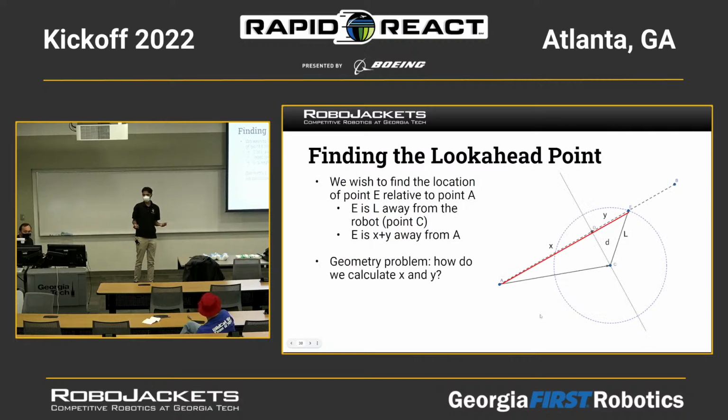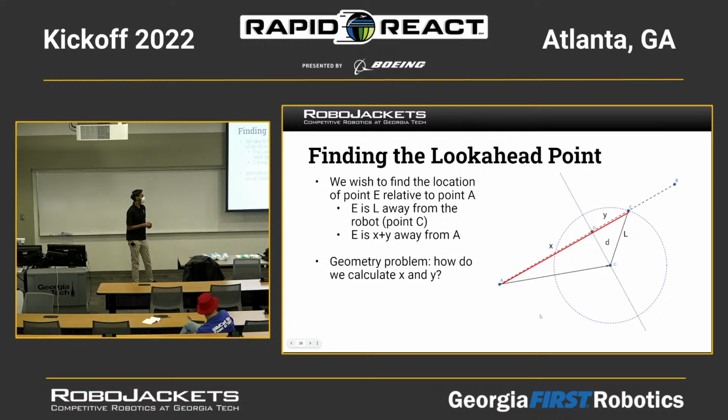So the first thing we need to do is find out where that look-ahead point is. Here we're going to use some simple geometry and vector math to figure that out. We formulate the problem like this: if we draw the world here, you can see a path segment from point A to point B, and our robot is located at point C.